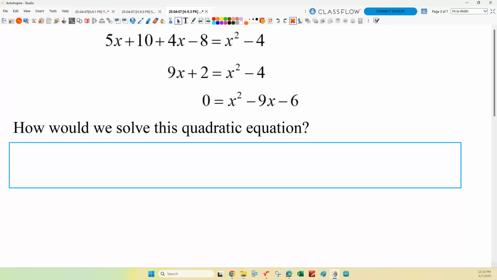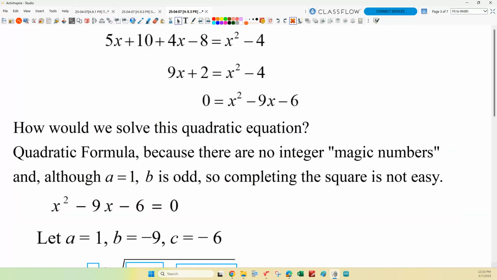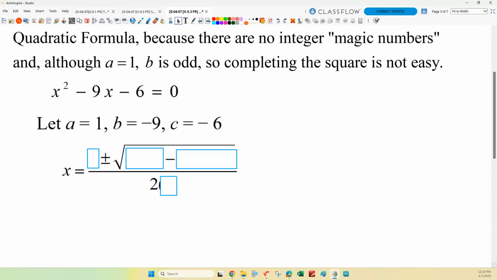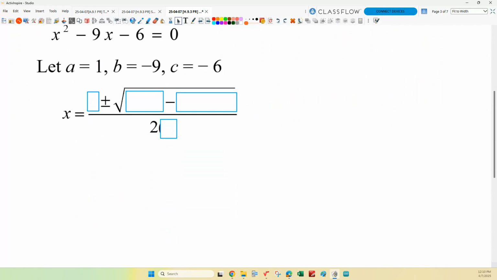Why is completing the square a bad option? Yeah, because b is odd, right? B's not even. So we would just go right to the quadratic formula. And, you know, that's no big deal. You guys know we've had a lot of practice with that. A would be 1, B is negative 9, C is negative 6. So what do we get?